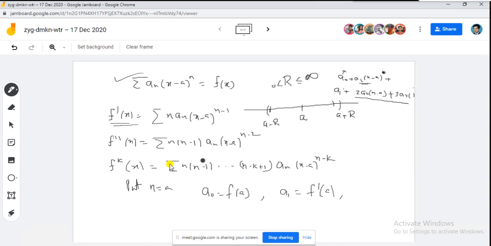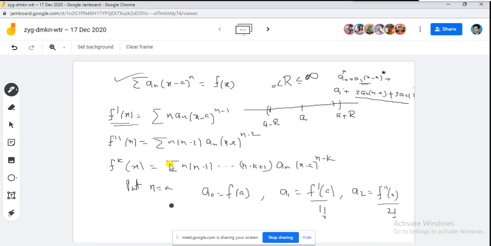Similarly, in the second equation, when you differentiate once more and put x is equal to a, you will get 2 into 1. If you want, you can write factorial 1 here also. After differentiating, putting x is equal to a, you will get 2 into 1 a2 equal to f double dash a. So therefore a2 is nothing but f double dash a upon factorial 2. Here you can also write factorial 1.